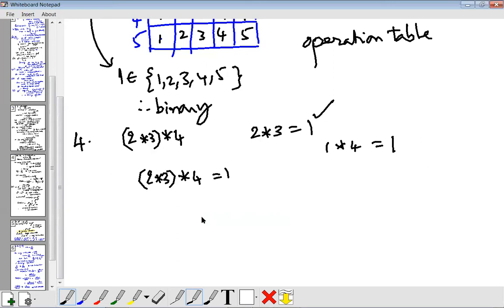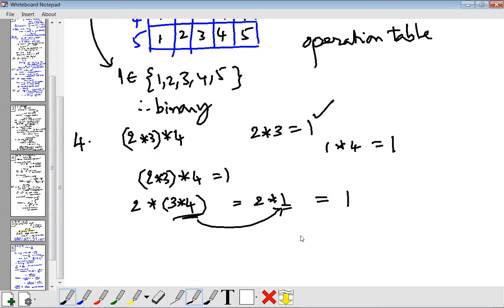So next one he is asking 2 star 3 star 4. That's what he's asking. So look at the table, 3 star 4, third row, fourth column. So that's equal to 2 star 1. So I replaced this entire thing with a 1. Okay. So second row, first column, 2 star 1 is 1.